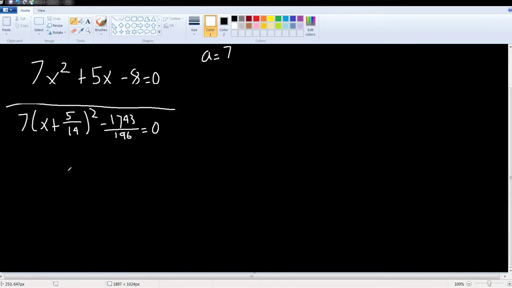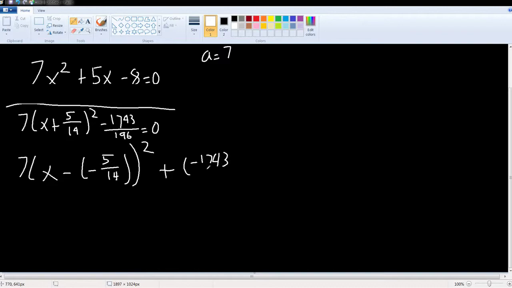Remember, we need to have it in a times x minus h squared plus k format. So we would have 7 times x minus 5 over 14 squared plus negative 1743 over 196 equals to 0. So this is our vertex format.